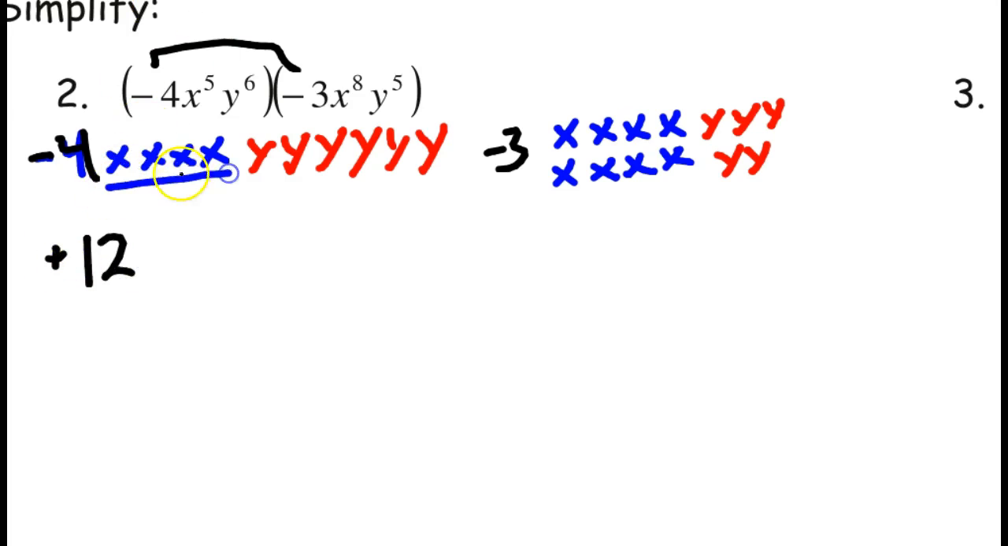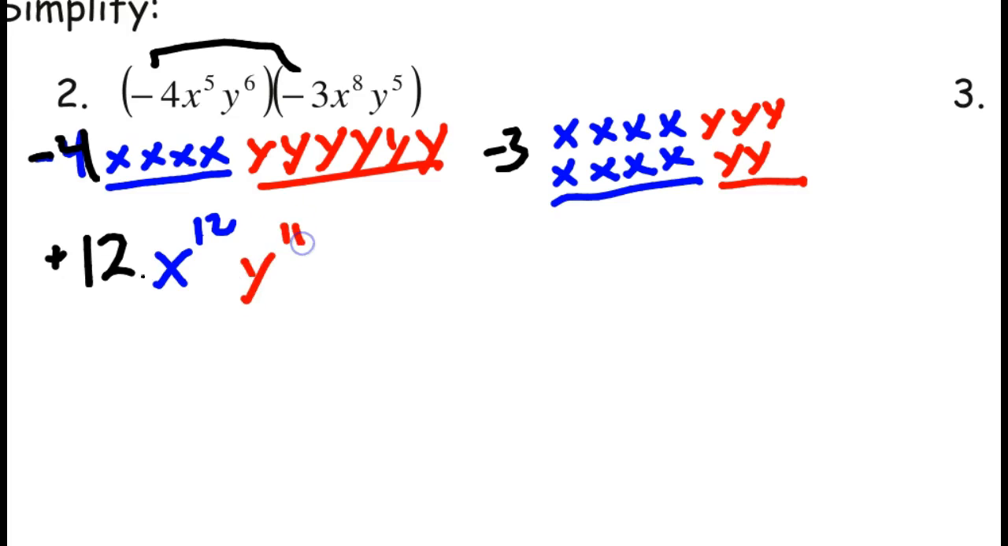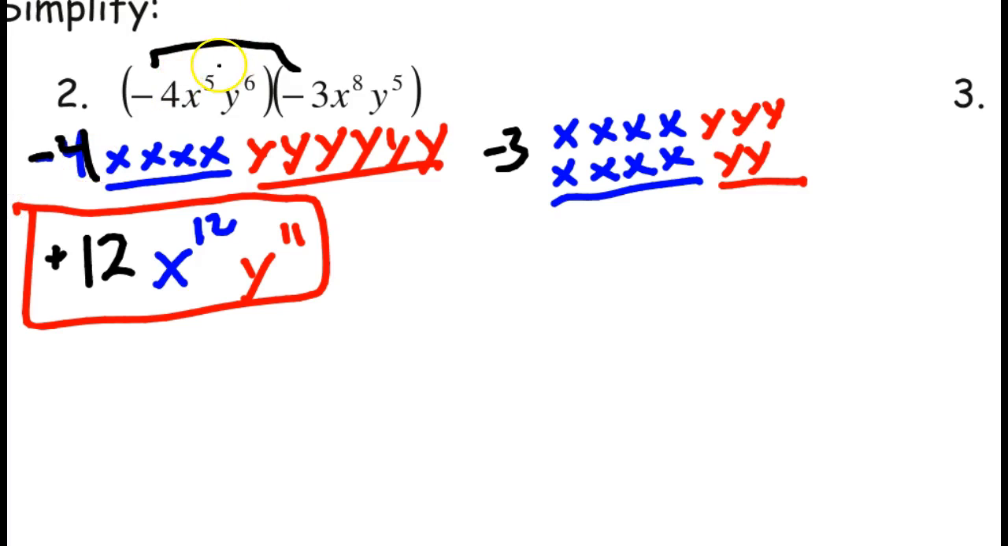For the x's, we have 4 here, we have 8 here, so altogether there are 12. And for the y's, we have 5 here, and we have 6 here, and we have 5 here, so that's 11 y's total. There's your final answer. And of course, you can get those just by adding those exponents up.